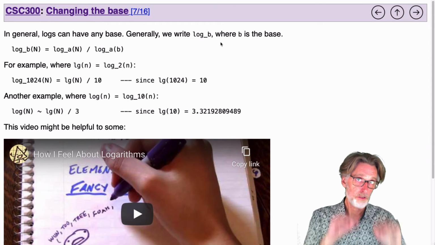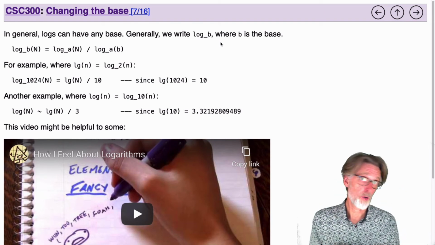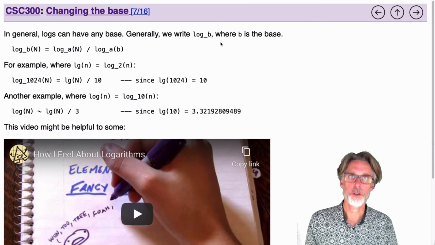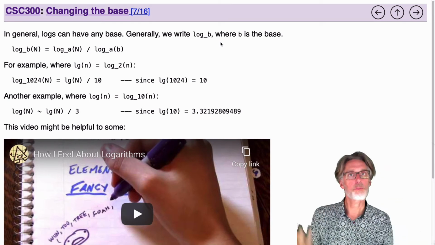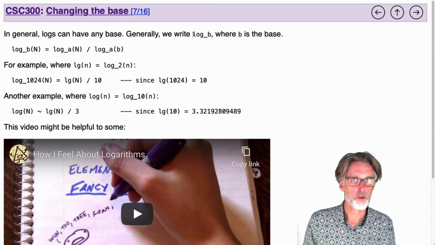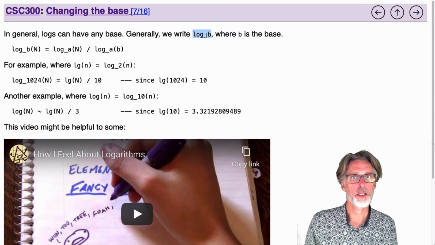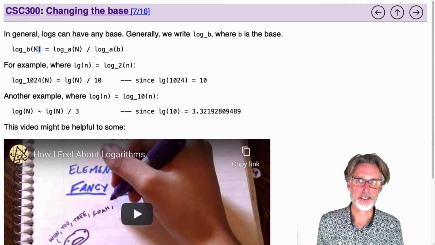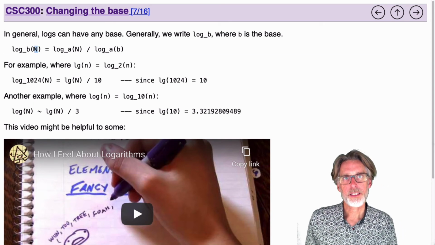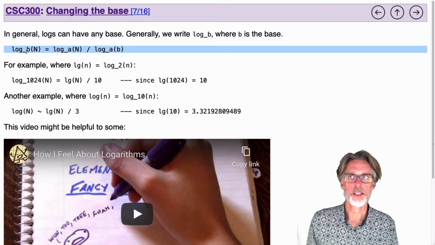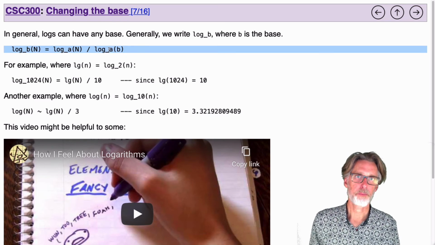Just like the number 10 is particularly important to us in our daily lives, the number 2 is particularly important in computer science. But in fact, we can do exponentials or logarithms with any base. And when we have a general logarithm, we write a subscript b for the base. And there's a way to relate logarithms with different bases. The details of the formula aren't that important to us, but what is important is that logs at different bases are related by a constant.